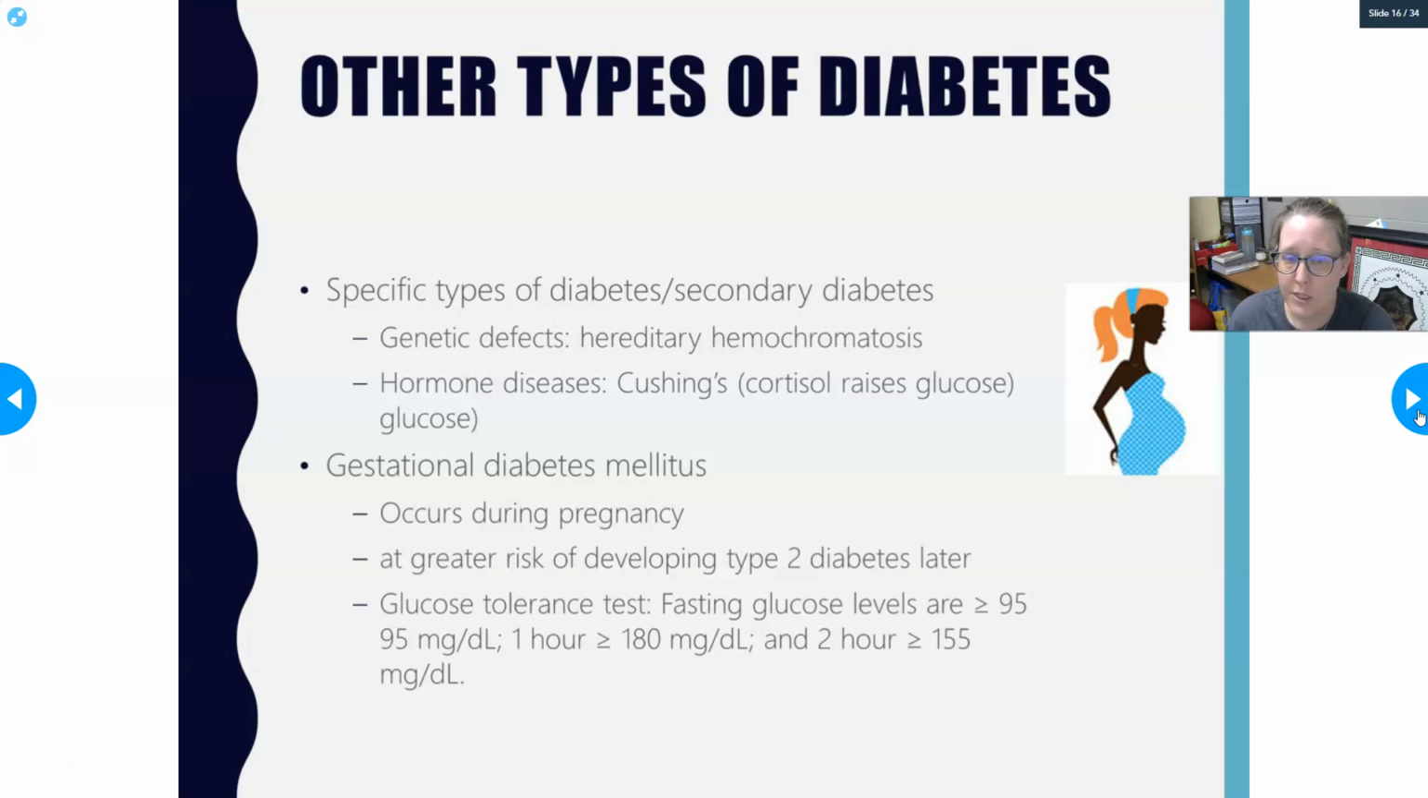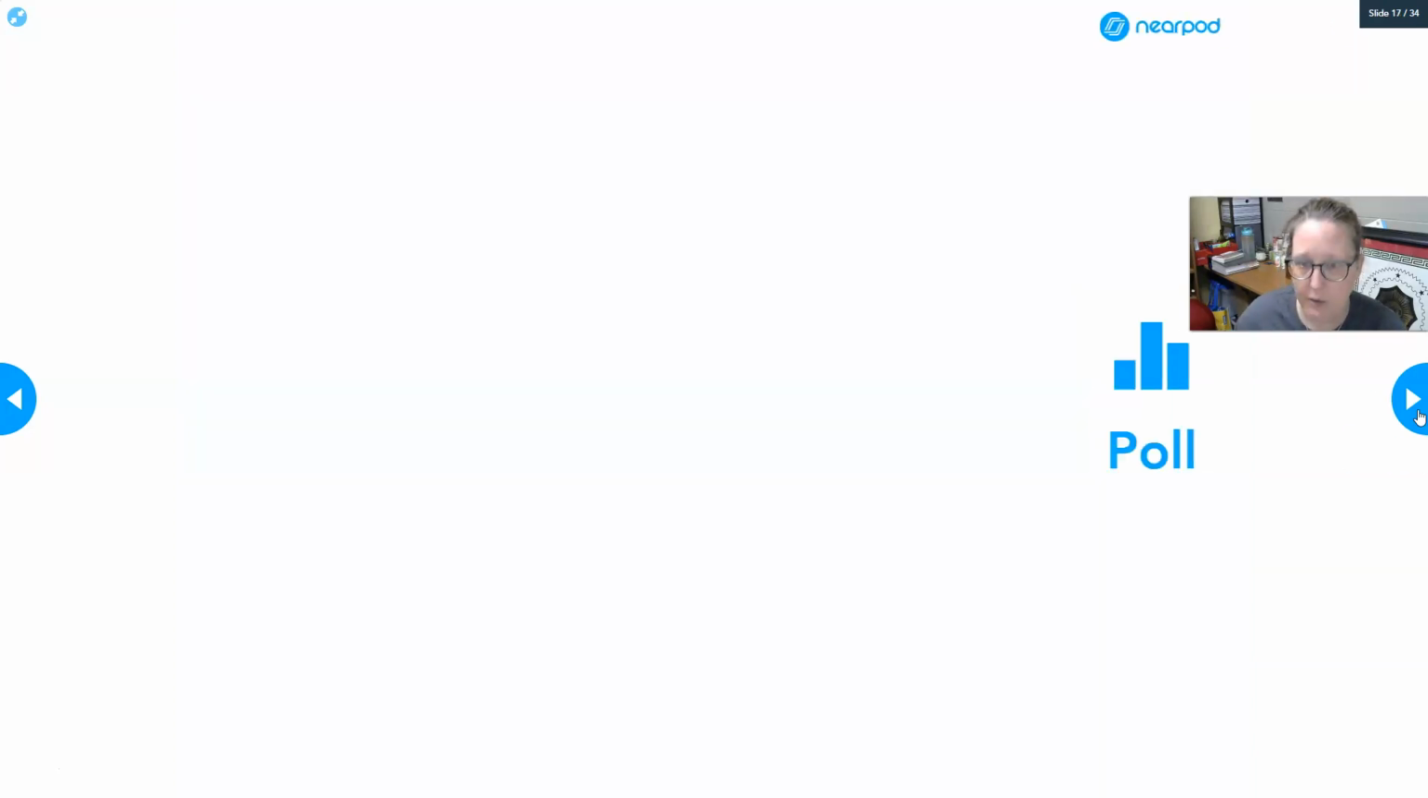And then, of course, we have gestational diabetes mellitus, which is a diabetes that occurs during pregnancy. It is more similar to type 2 diabetes, and the patient is at a greater risk of developing type 2 diabetes later on after the pregnancy has resolved and the baby's been born. For gestational diabetes, they often do a glucose tolerance test, and they're looking for fasting glucose levels above 95, the 1-hour glucose above 180, and the 2-hour above 155 milligrams per dL.